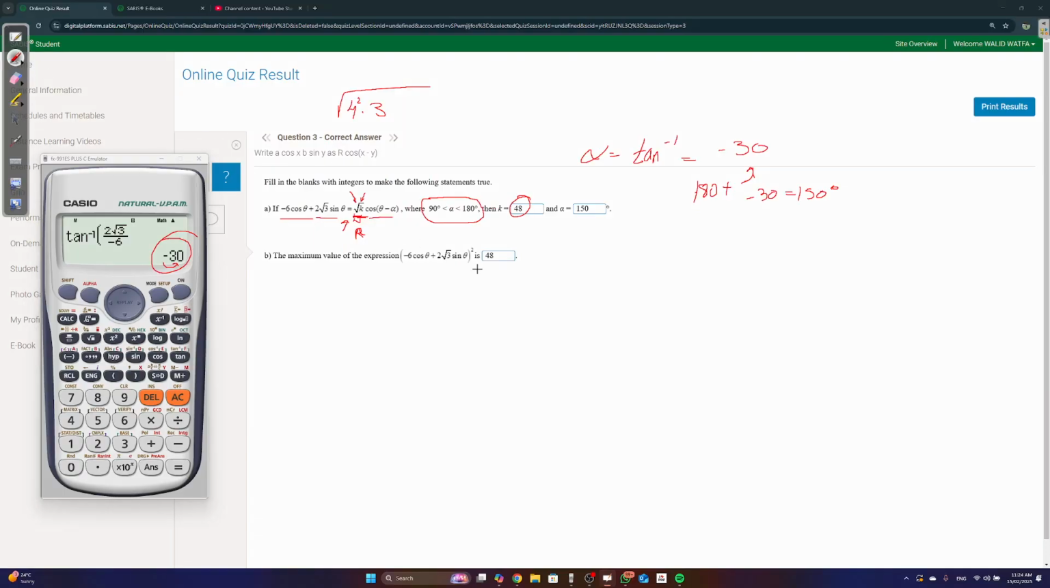The maximum value of the expression is what? When you write this, you get root 48 cosine of theta minus 150. This is your expression. Isn't this just a cosine function that looks like this? With maximum value, how much is the maximum value? Root 48. The smart student will ask me why it is 48. Because they put a square. What does the square do? It cancels the root. So what's the graph going to look like now? 48 as the maximum value.